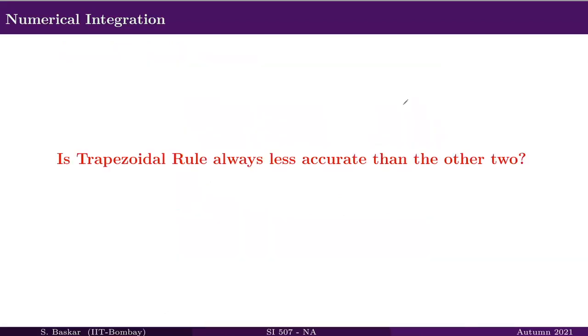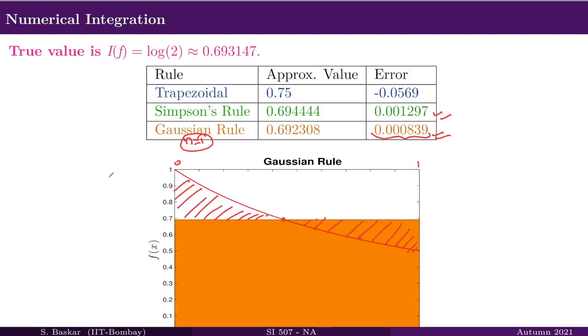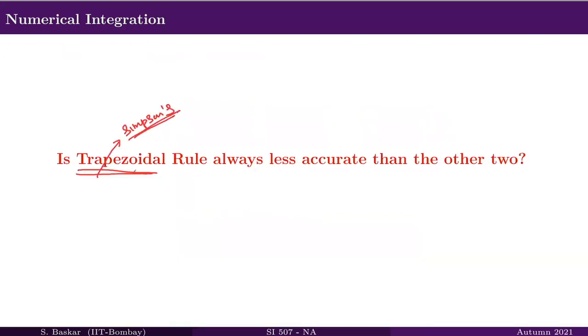Now the question is: is the trapezoidal rule always less accurate than the other two? You can also pose this question by removing trapezoidal and putting Simpson's. There's no particular reason why I put only trapezoidal. That is because in this particular example, trapezoidal gave a bad accuracy when compared to the other two. That is why I put this question, keeping trapezoidal rule as a base.